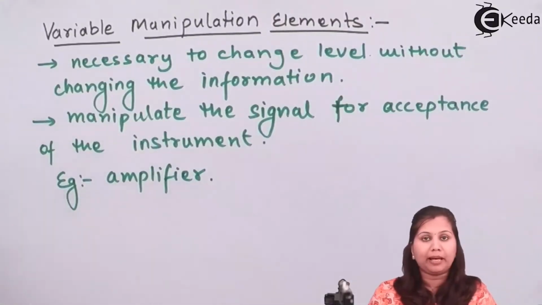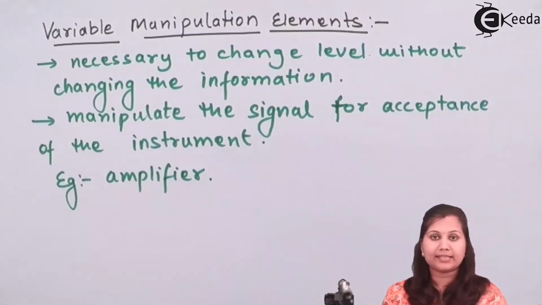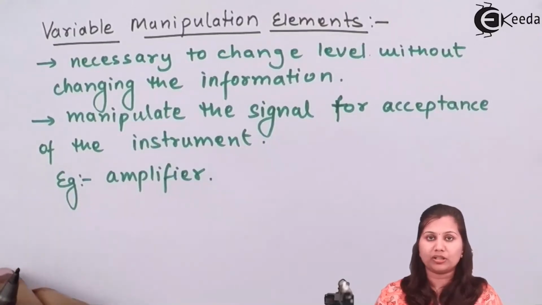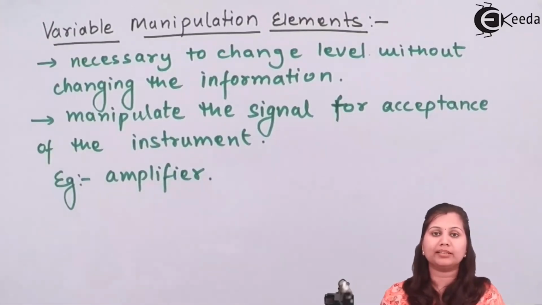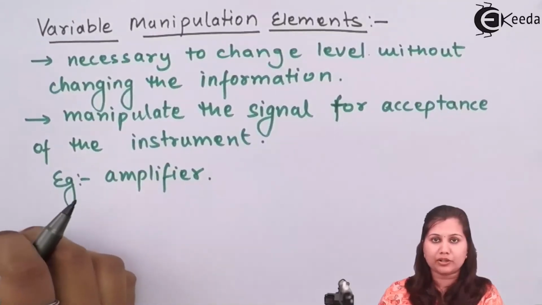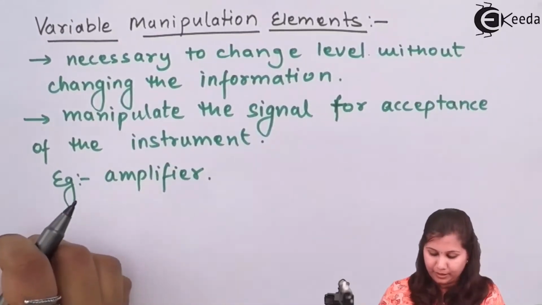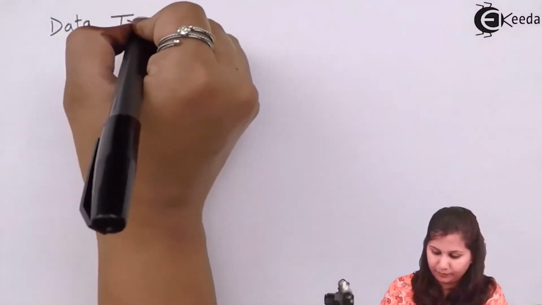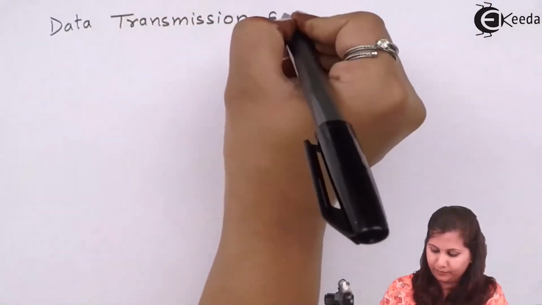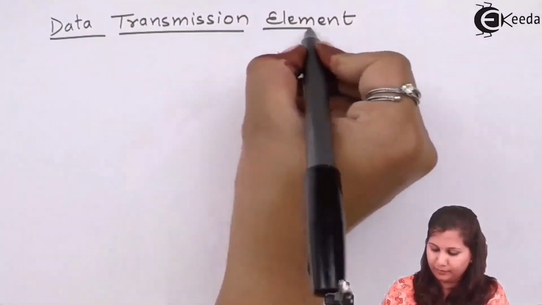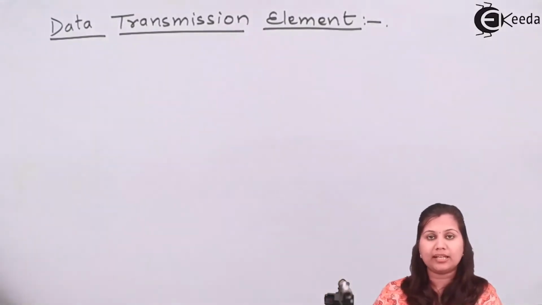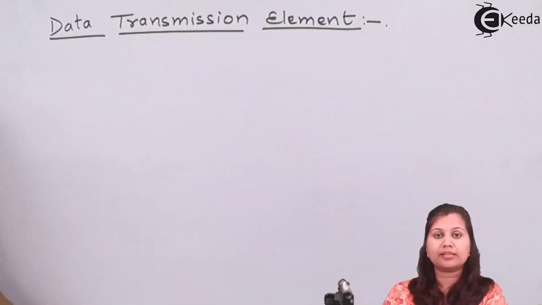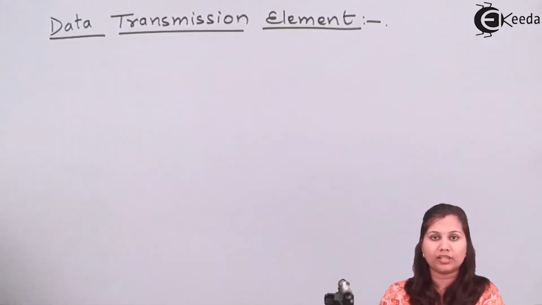So the variable manipulation elements only manipulate the signal without destroying the information content, so that it is accepted by the other components of the measurement system. Next functional element is the data transmission element. The data transmission elements transmit the data or the measured variables between different components of the system.